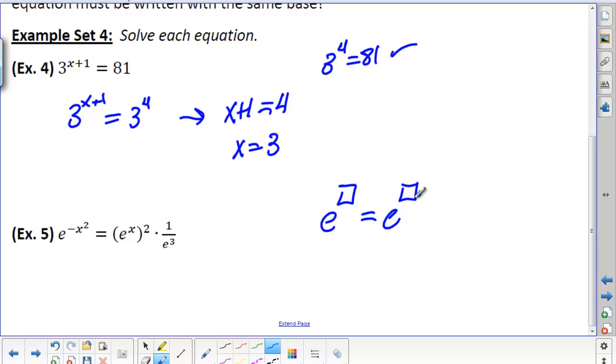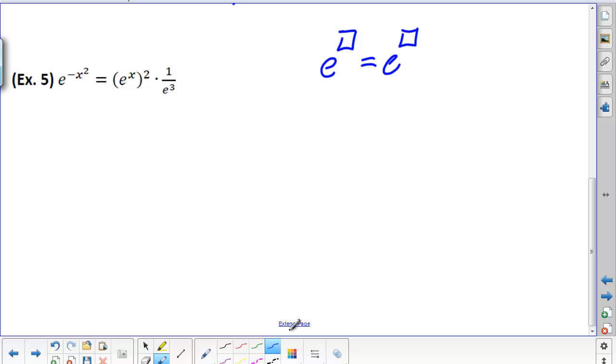Now remember what e is. It's not a variable, it's a constant, right? That's 2.718, that value that we just mentioned. And so to use our properties of exponents, this left side is already written as e to the negative x squared. That's totally fine. Nothing wrong with that. It's e to a power.